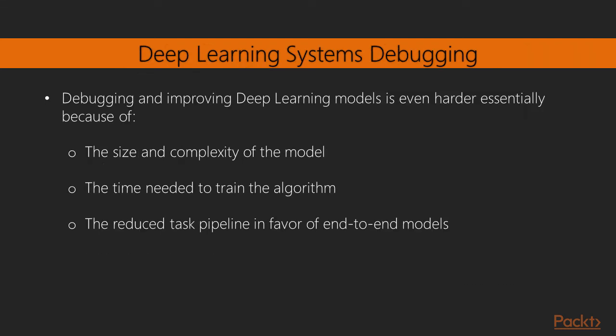Debugging and improving deep learning models is even harder, essentially because of the size and complexity of the model. In fact, this is generally much bigger than in simpler machine learning systems, as we have seen during this course. And consequently, the time needed to train the algorithm is much bigger, and we have very long waiting times. But also because of the reduced task pipeline in favor of end-to-end models, which, if on one hand is a great advancement, on the other hand means that the identification of the problem is much more difficult.